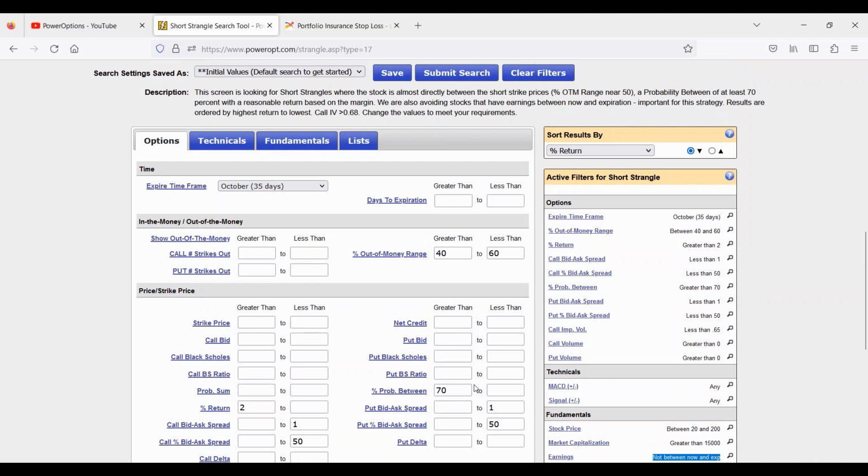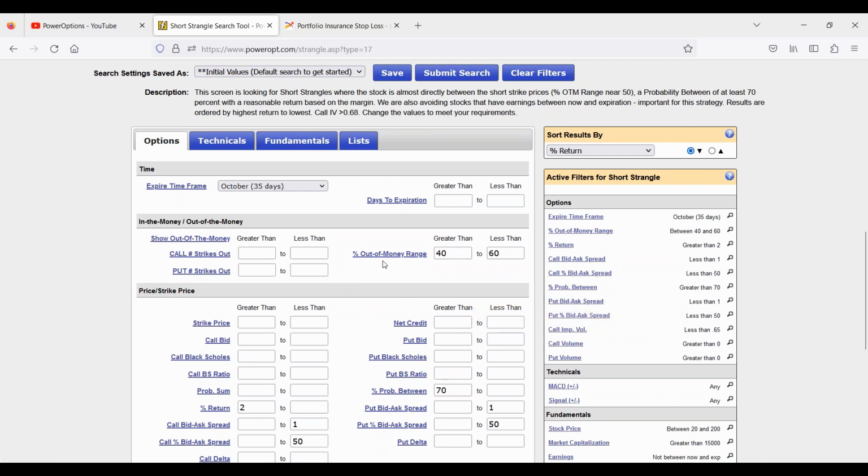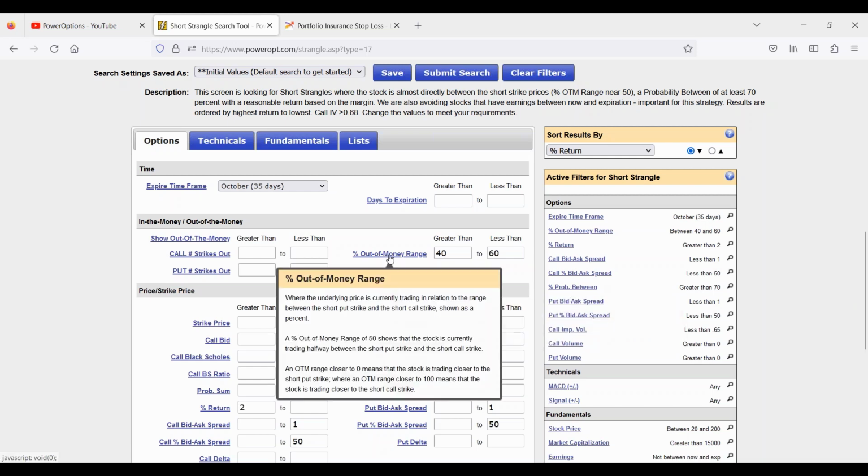So let's start from scratch, and let's take a look at what we want to see in this position. But before we do that, I want to talk a little bit more about this percent out of the money range to make sure that's clear, as well as the probability.